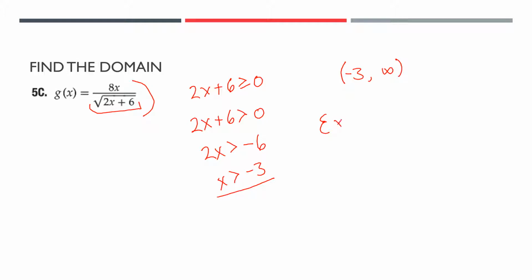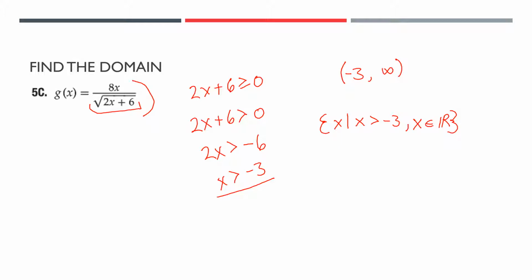X such that x is greater than negative 3 and x, oops, I've got to make x a real number. Not used to using this pen and stuff here and writing on the computer yet. Sorry guys, takes a little bit longer. All right, so x is an element of the real numbers.